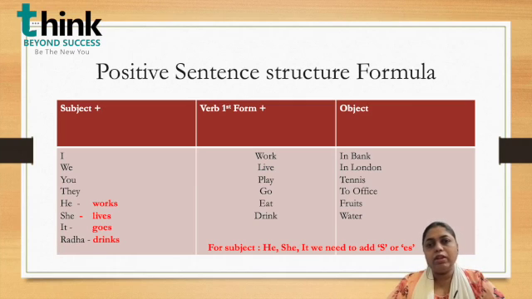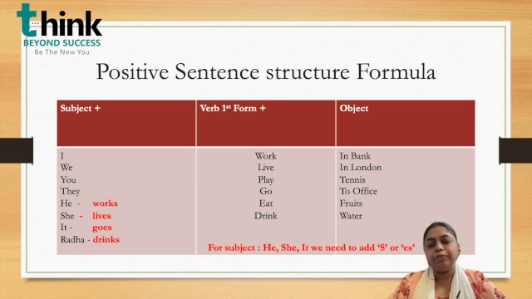So which are our singular subjects? Our singular subjects are he, she, it. I, we, you, they are plural subjects. Whenever our subject is singular, we add s or es to the base form of the verb, the main verb.